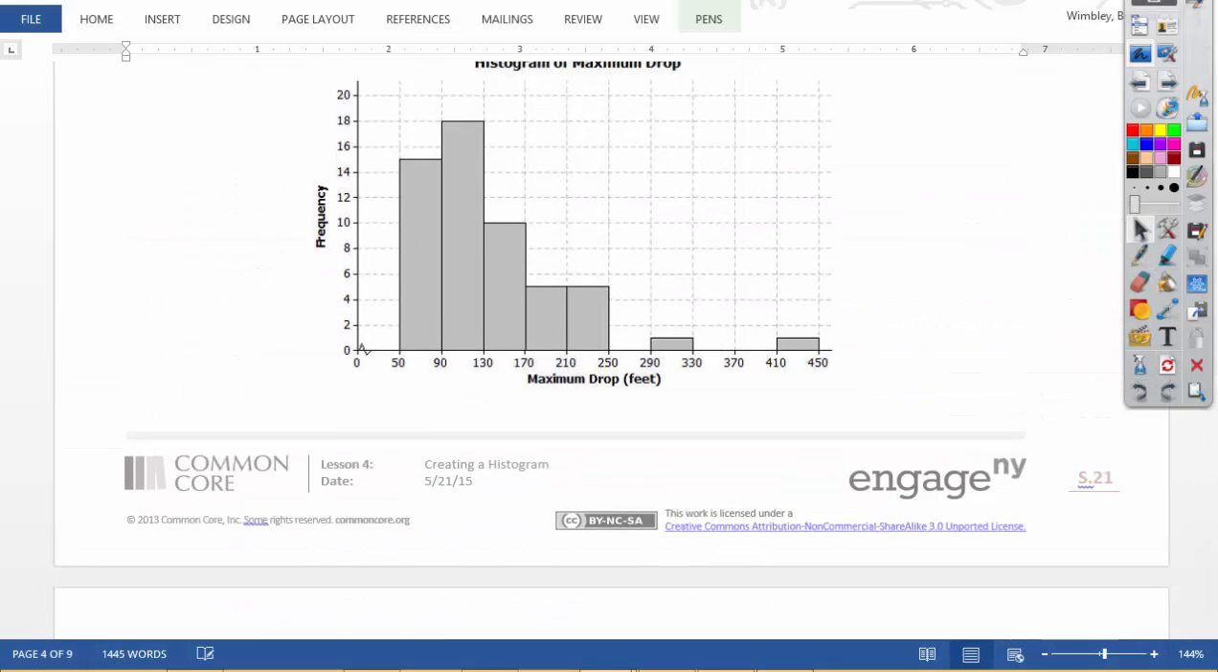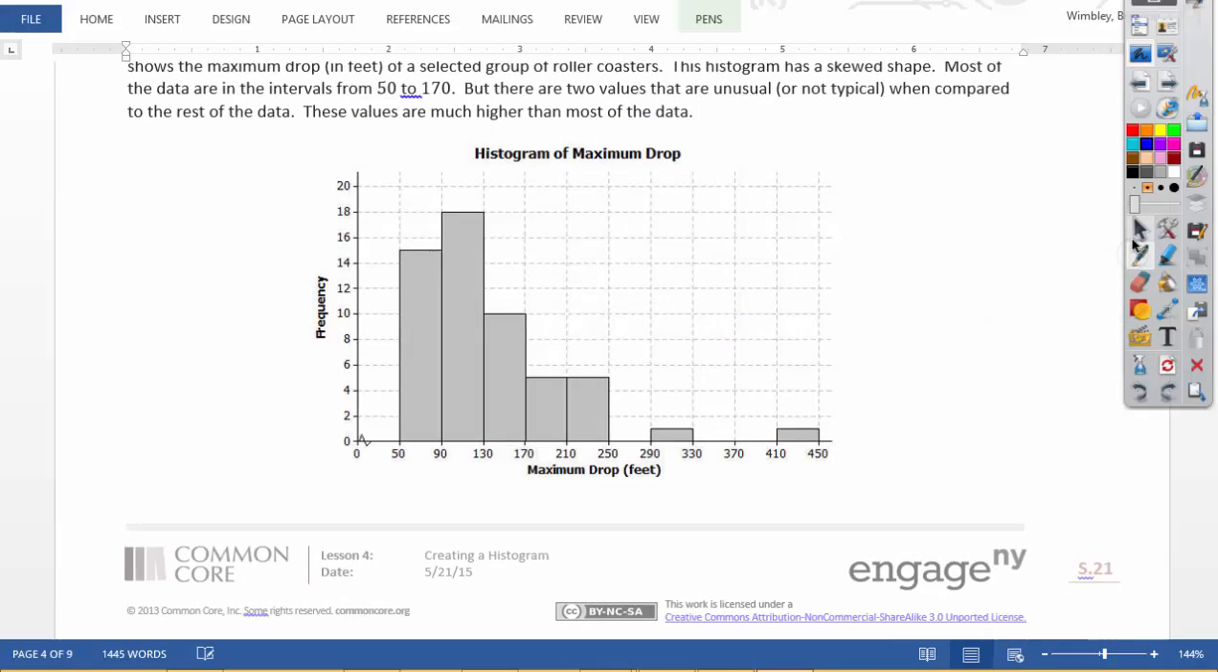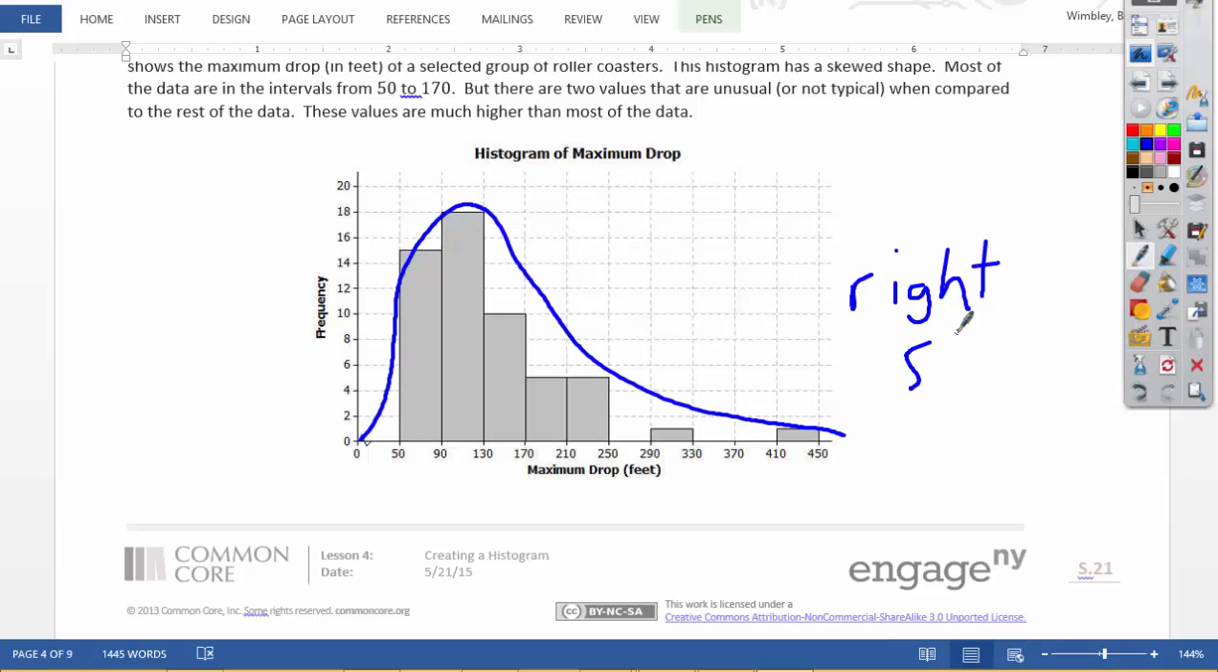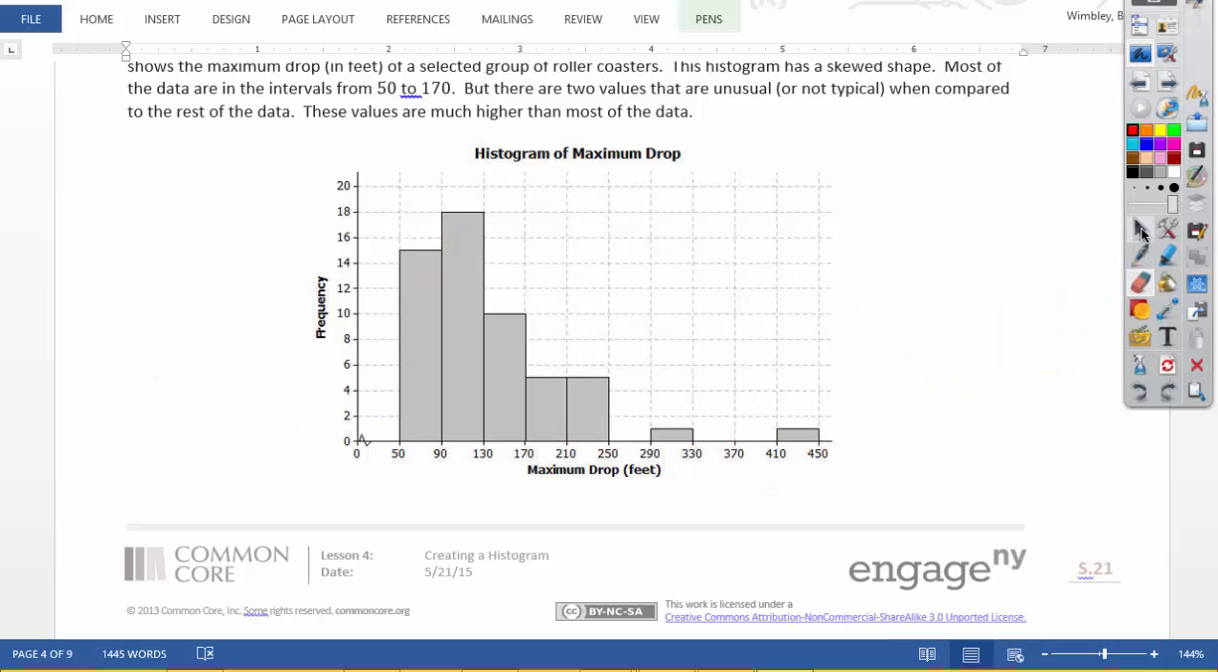So this is what's called a left skewed. This is called a right skewed. And the reason why it's called a right skewed is because it has a tail on the right. So a right skewed has a right tail. If the tail was on the left side, this small piece was over here, then it would be called a left skewed.